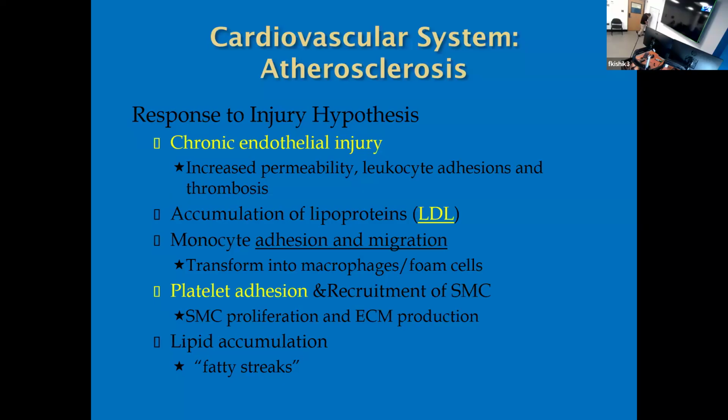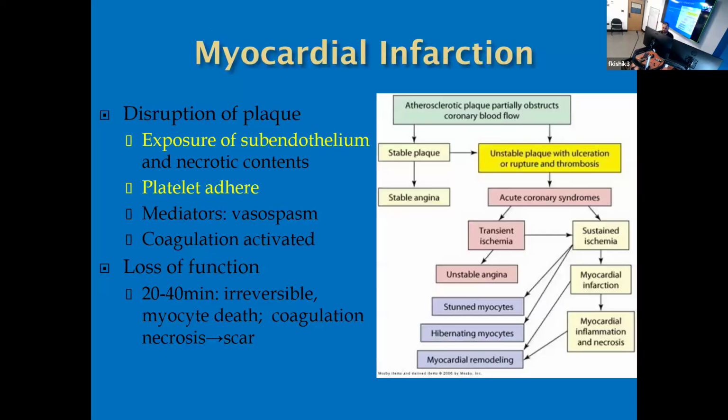Now, there's other reasons for MI as well. It's not just being fat. Like the 30-year-old, 35-year-old has an MI. They're usually young, man. They're usually okay. So we got different types of MI. But then unstable plaque with ulceration, rupture, and thrombosis. So then you have clots. That leads to acute coronary syndrome, and it can be sustained, which leads to infarction, which leads to inflammation and necrosis.